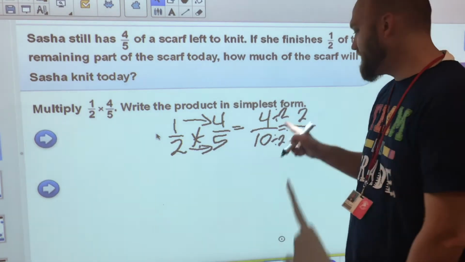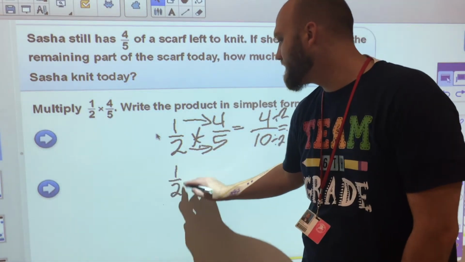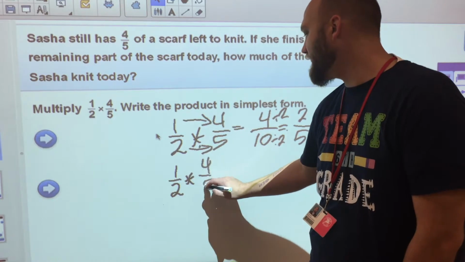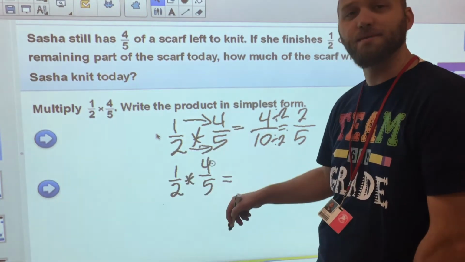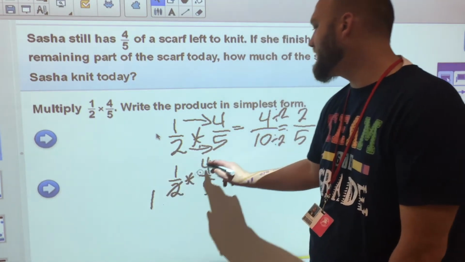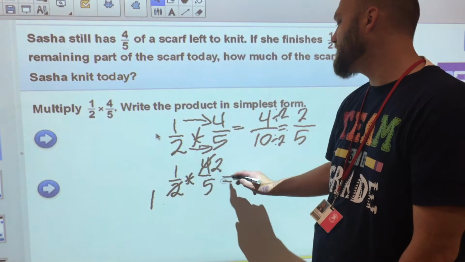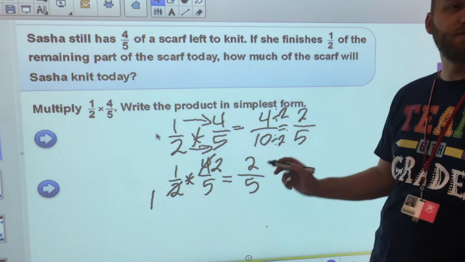Can I save myself this step? Yep, I can by doing it back here. If I have 1/2 times 4/5, I can't simplify 1 and 2. I can't simplify 4 and 5. But I can simplify 2 divided by 2 is 1, and 4 divided by 2 is 2. Now I get 1 times 2 is 2, and 1 times 5 is 5. I still end up with 2/5.